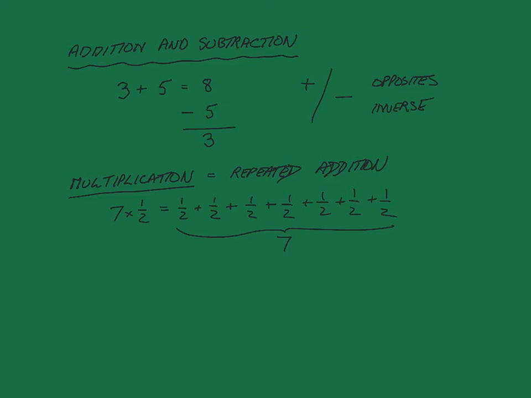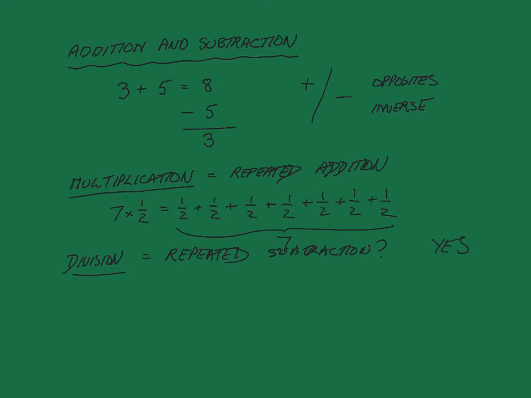But what's the opposite of multiplication then? Well, we know what the opposite's called. It's called division. Does that mean that division is the same thing as repeated subtraction? And the answer is yes.